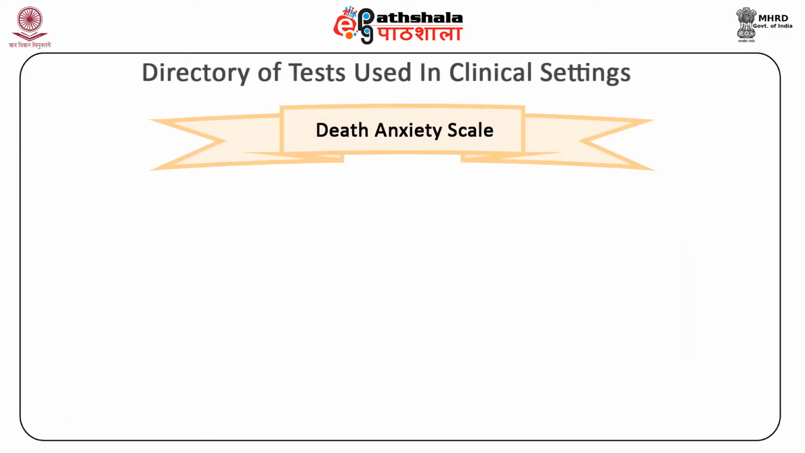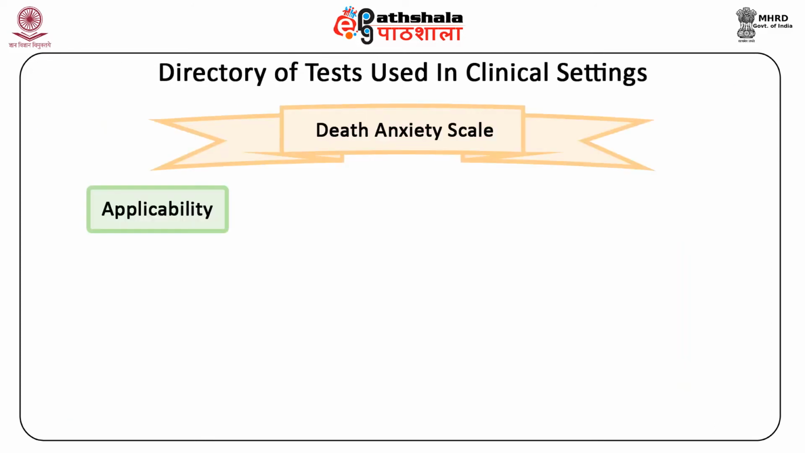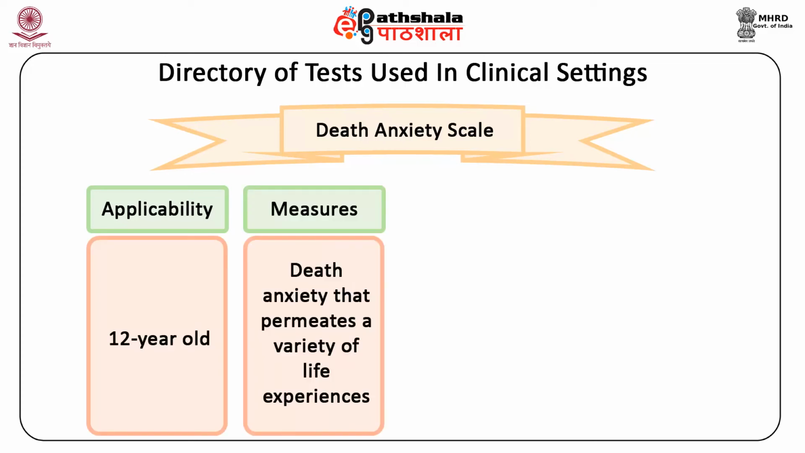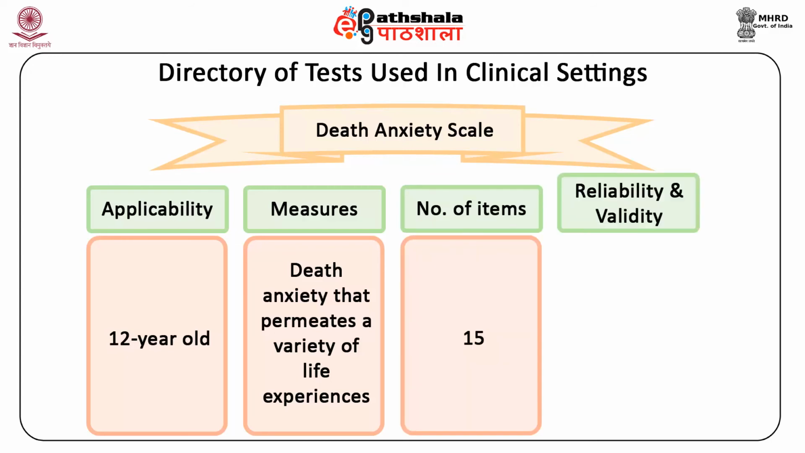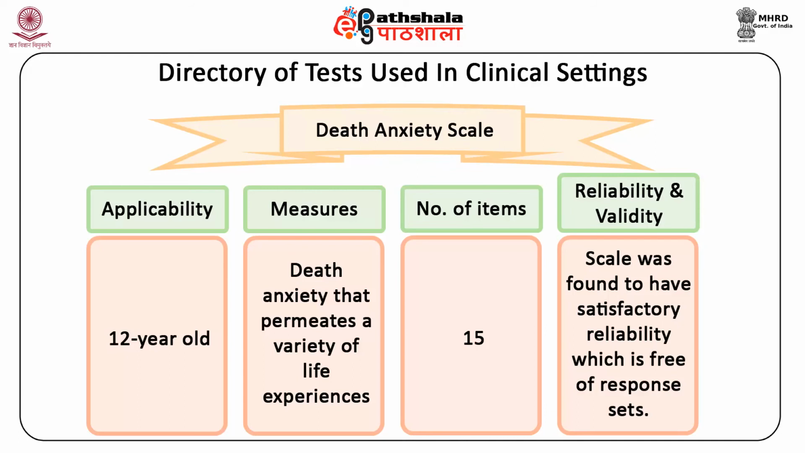Death Anxiety Scale. Applicability: 12 years old. Measures death anxiety that permeates a variety of life experiences. Number of items: 15. Reliability and validity: the scale was found to have satisfactory reliability, which is free of response sets.